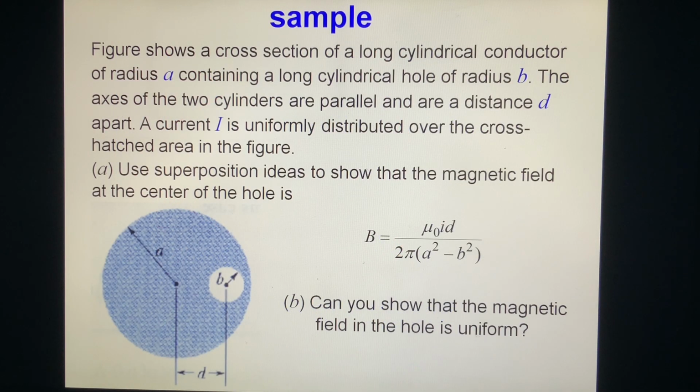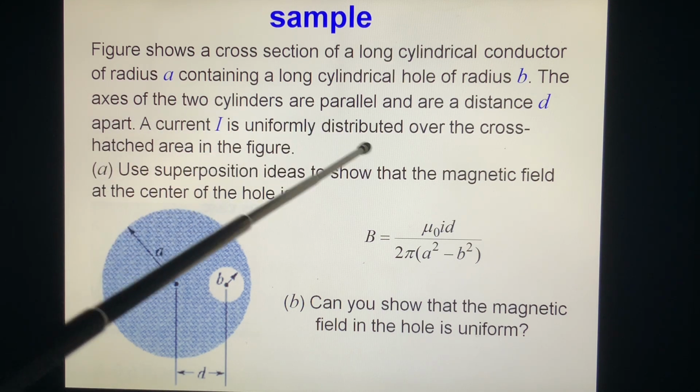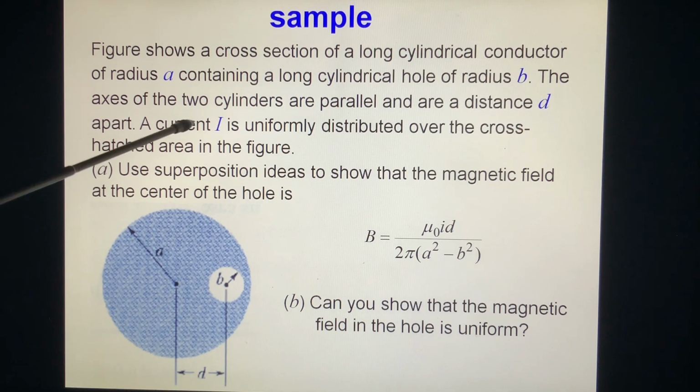Example. This figure shows a cross-section of a long cylindrical conductor of radius A, containing a long cylindrical hole of radius B. The axes of the two cylinders are parallel and are a distance D apart. A current I is uniformly distributed over the cross-hatched area. There is a hatched area in the figure.